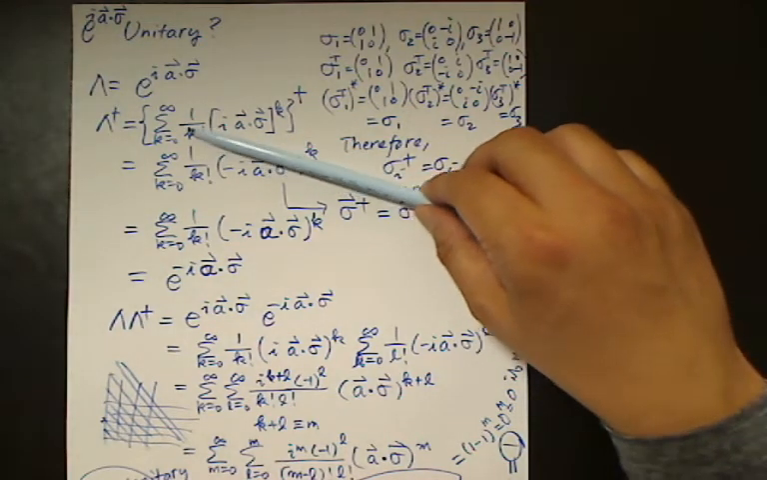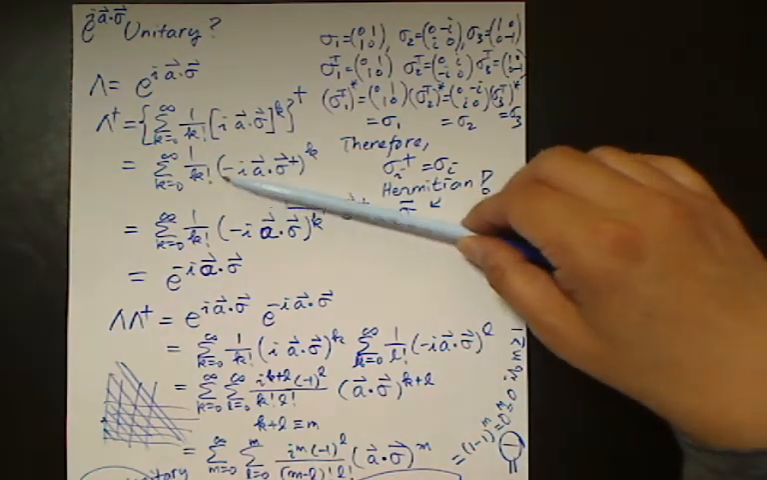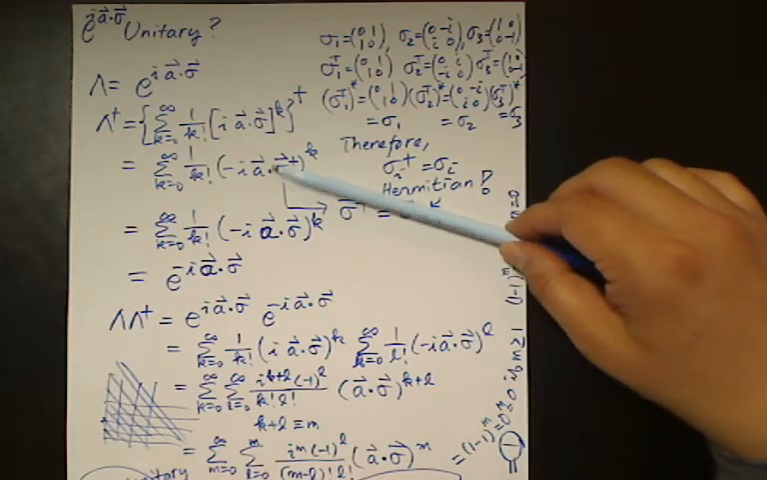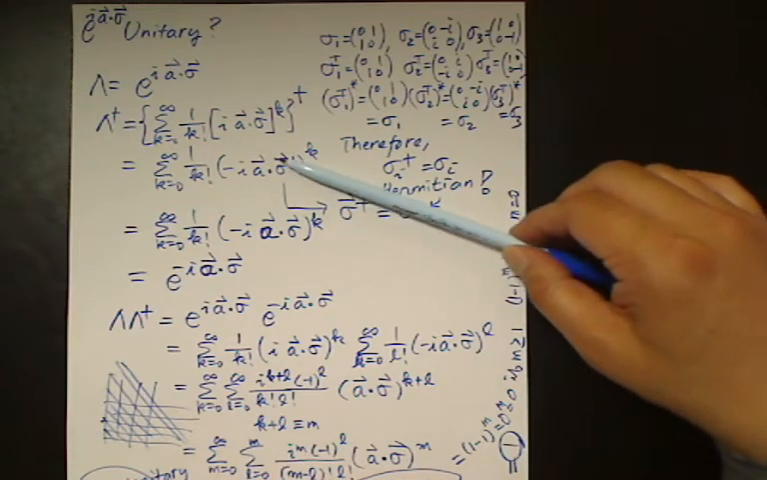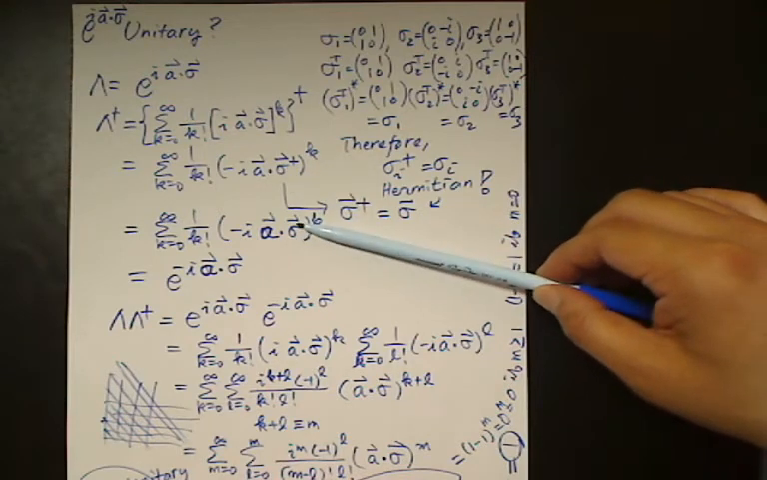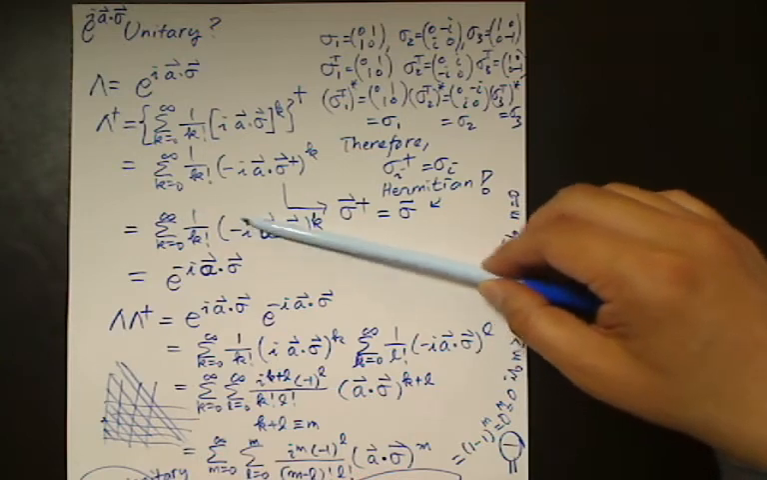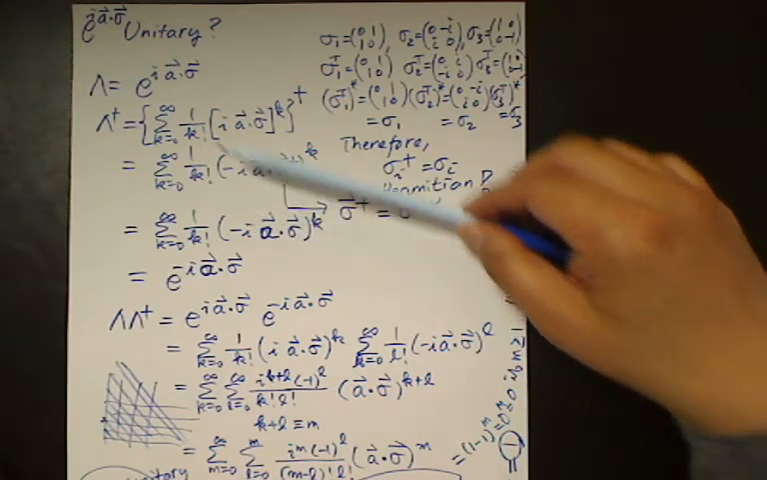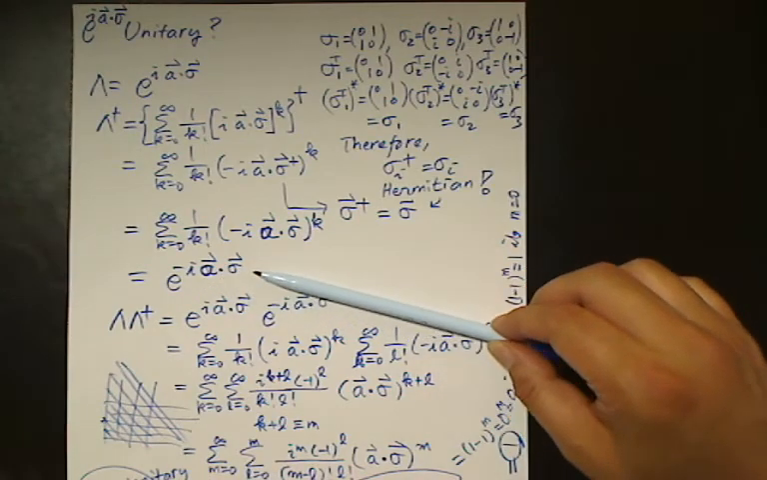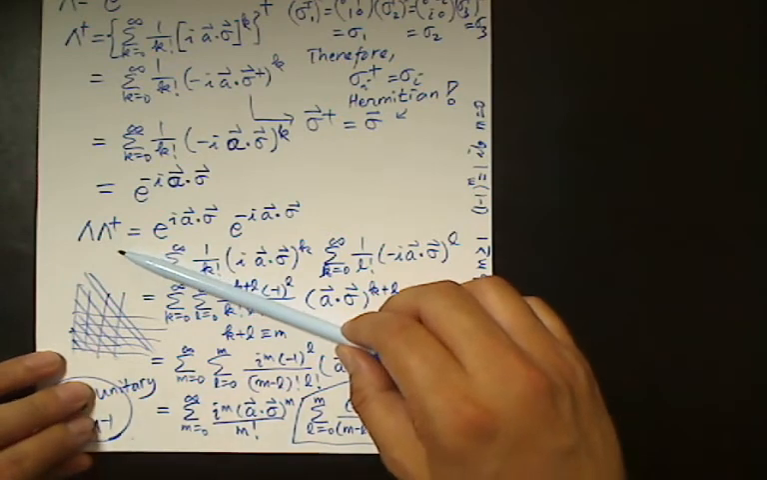Then every factor, this is real, the same. i becomes minus i. We have A is a real vector, and sigma is Hermitian. So sigma vector dagger should be sigma. So the only change is the flip of the sign in front of i. Therefore, this one's dagger is exp(minus i A dot sigma). Let us multiply lambda and lambda dagger.